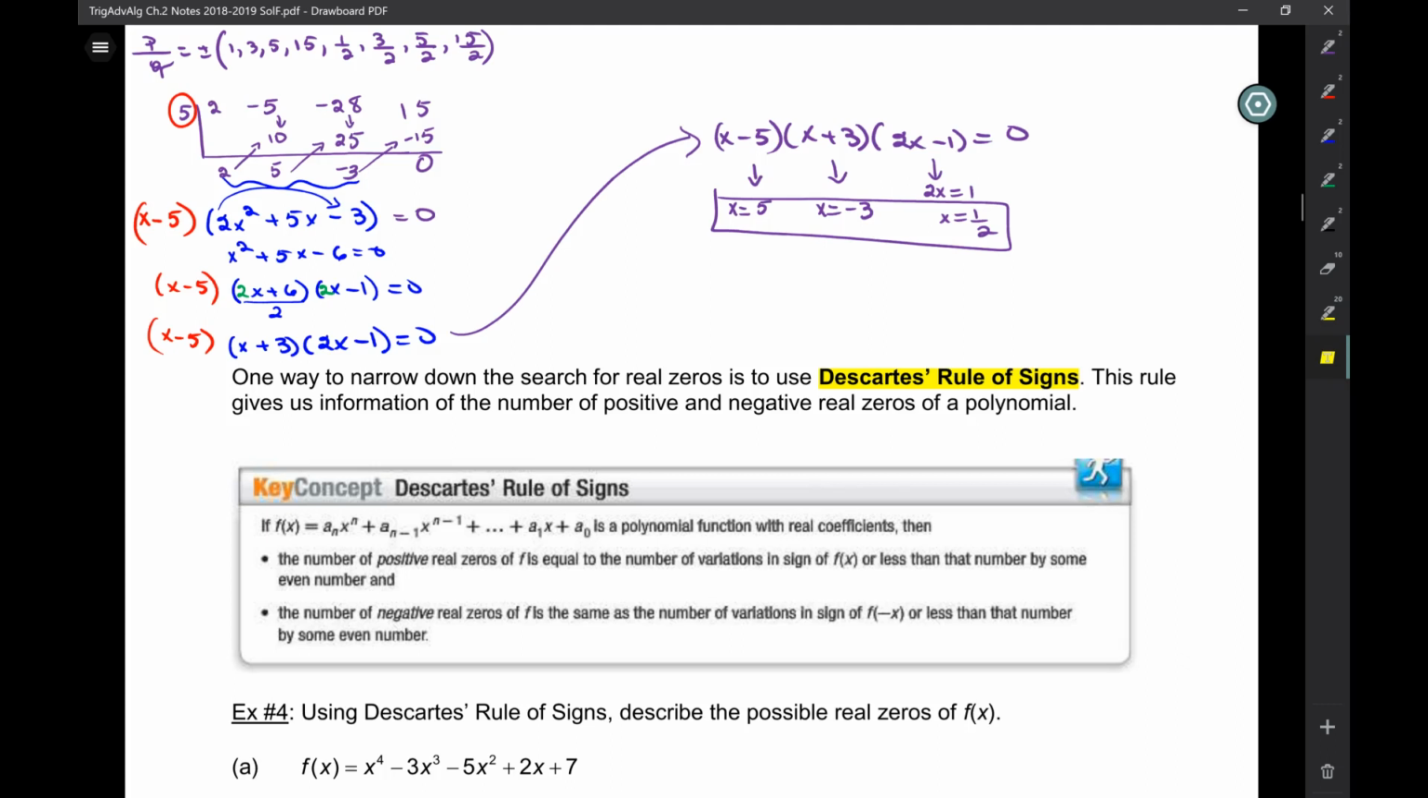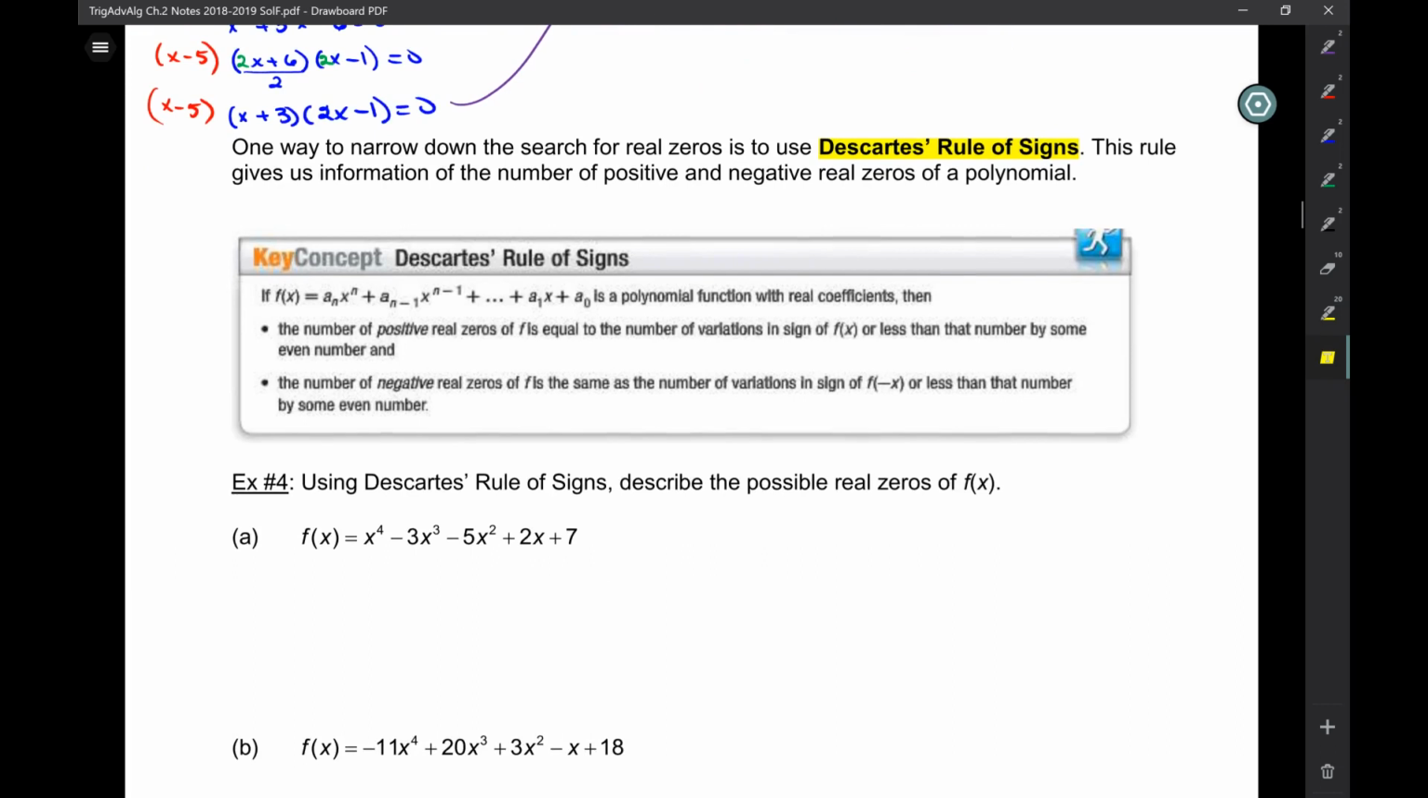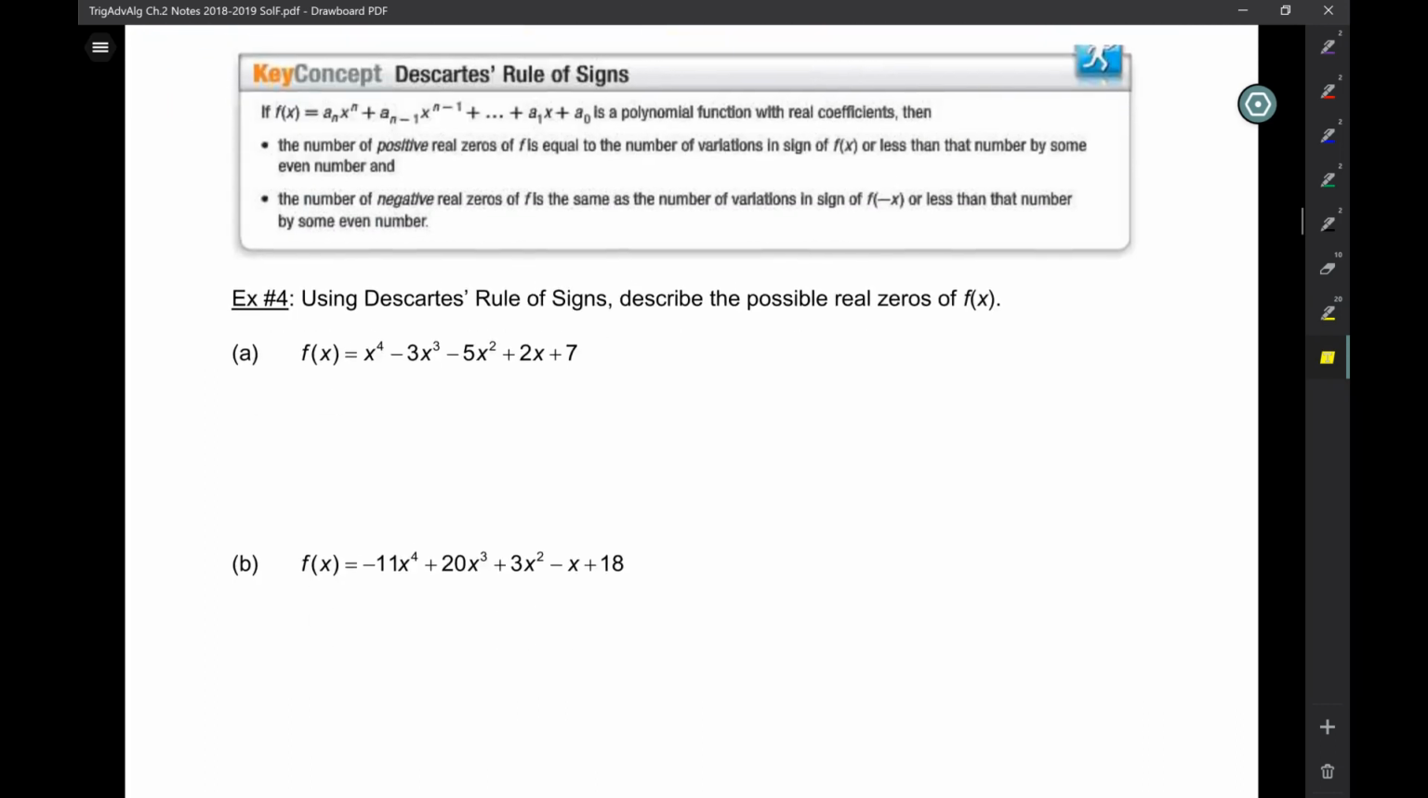Okay, so here's Descartes' rule of signs. This is what Nadiv said looked scary. And yeah, that polynomial function looks fun and scary at the same time. But basically what Descartes' rule of signs says is it gives us information of the number of positive and negative real zeros. So it tells you this function can have 3 negative zeros and 1 positive. Okay? This function can have 1 positive and 2 imaginary. All right. So here's how we do it.